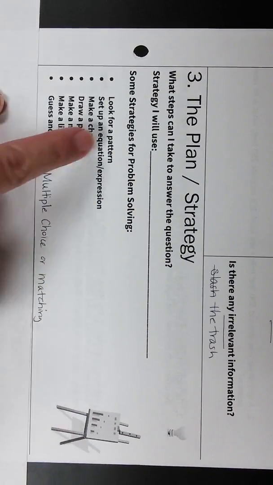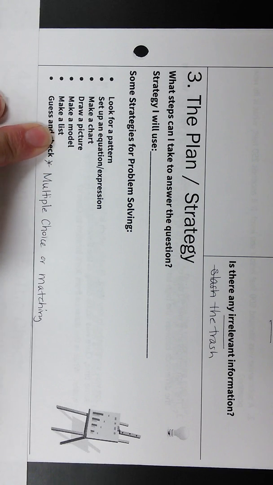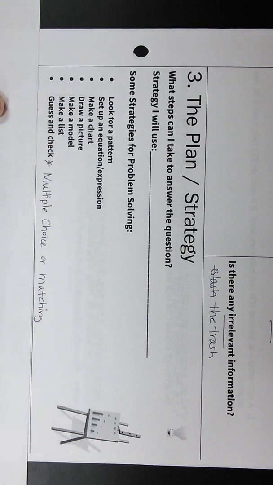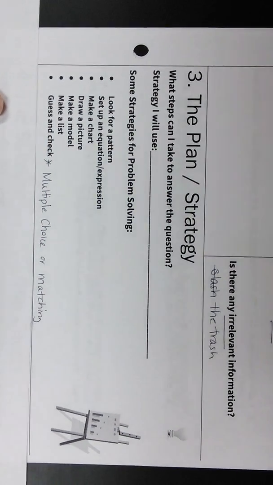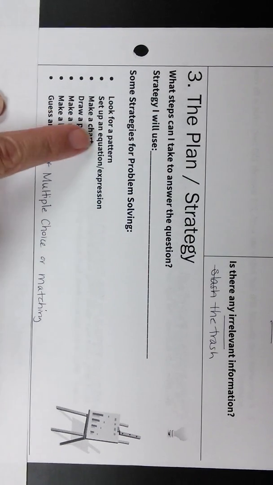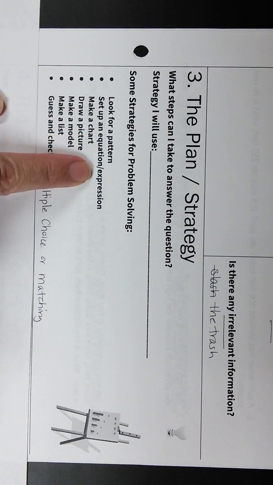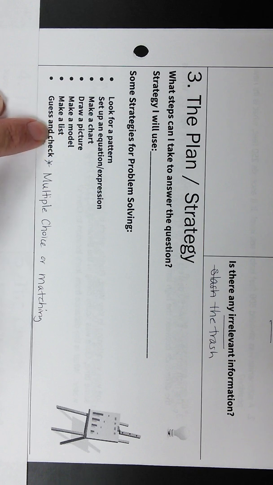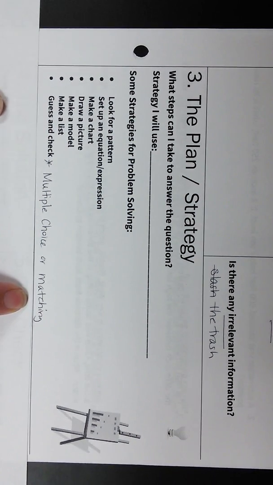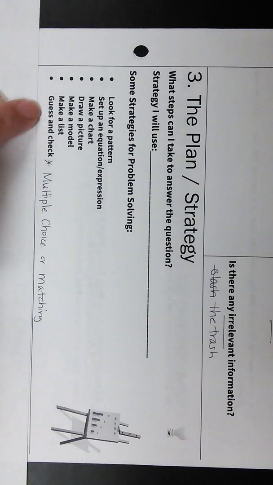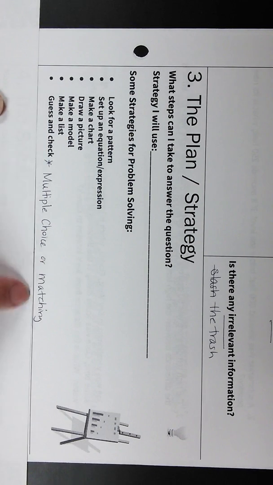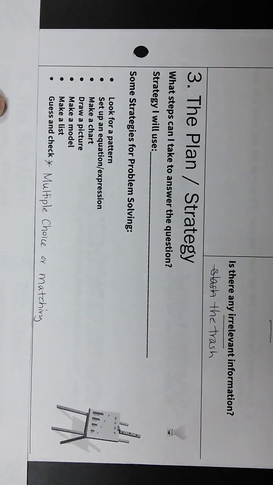The next thing is to plan your strategy. Here are some examples of some strategies that you might use. Remember that with this SOL, you have to have a strategy to problem solve, and it wants to see what you're doing, representations or something like that. Looking for a pattern, equation or expression, make a chart, a picture, a model, a list. Guess and check only really works for multiple choice or matching. So please make sure that you save that guess and check only for those types of questions.